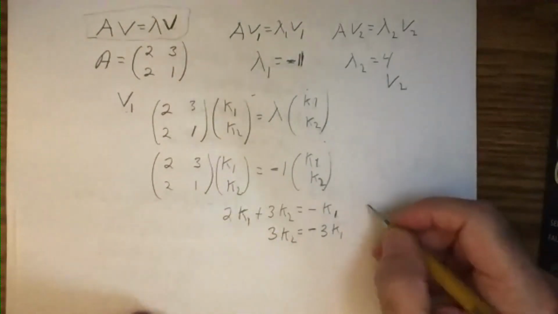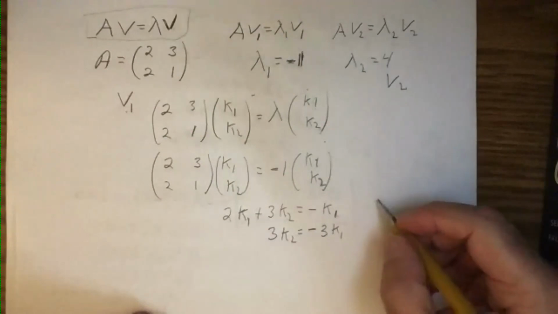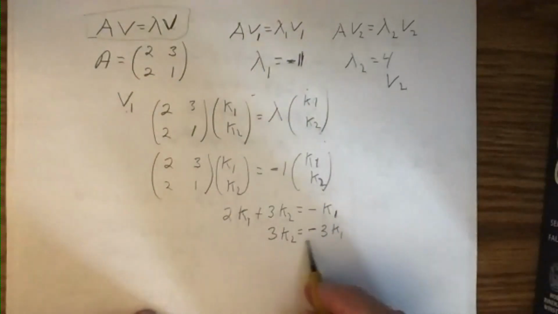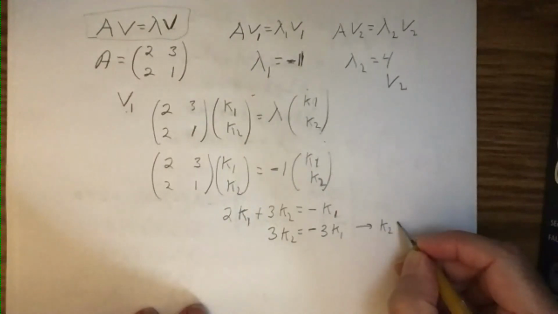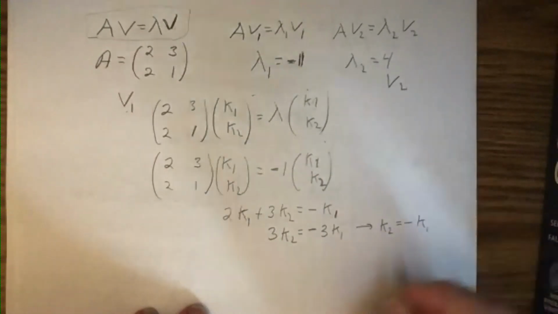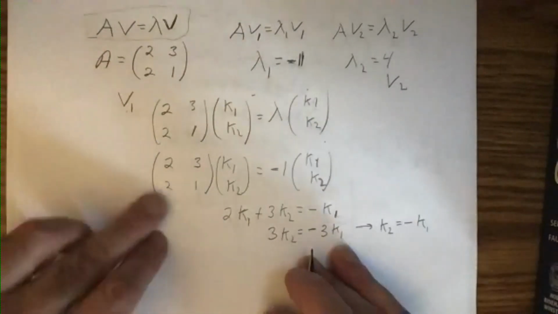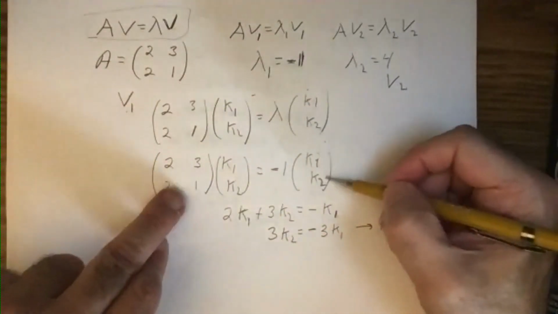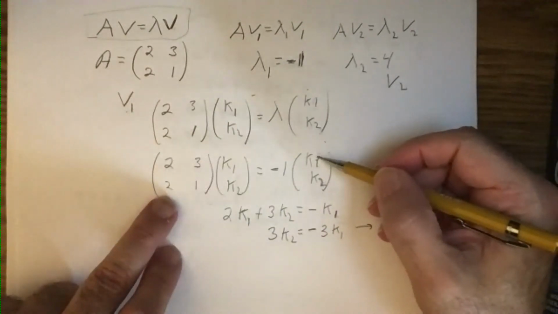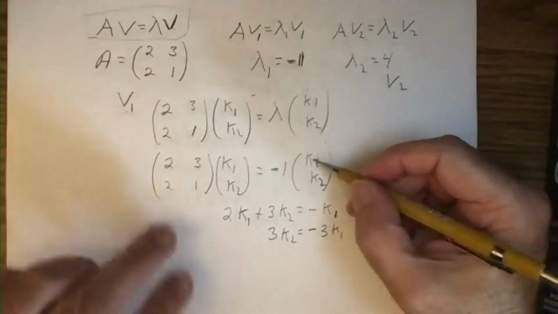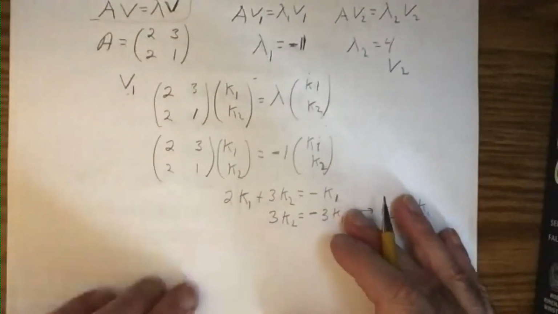I think I wrote it differently in my notes, but anyway, it doesn't matter. So this is telling me that K2 is going to be equal to minus K1, right? Now the second equation is going to give me the same thing. You only have to do the first, okay? But let me do the second just to show you.